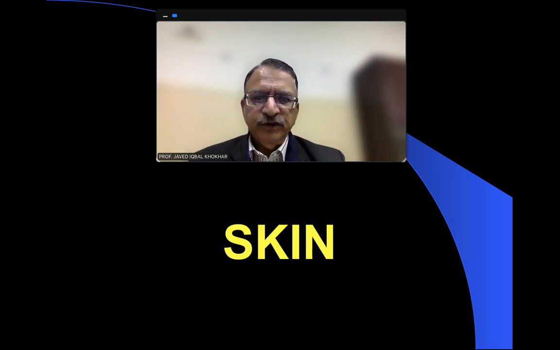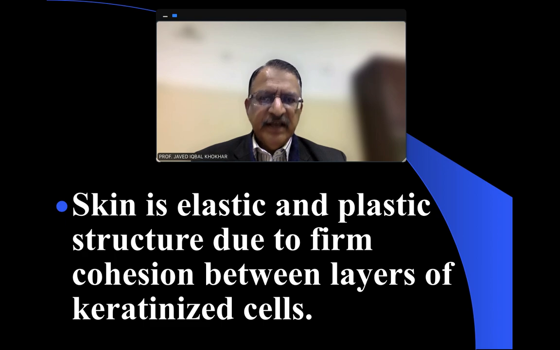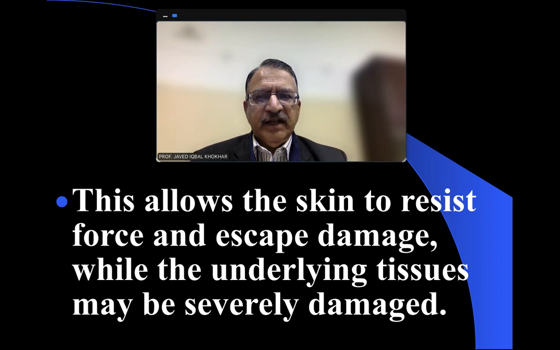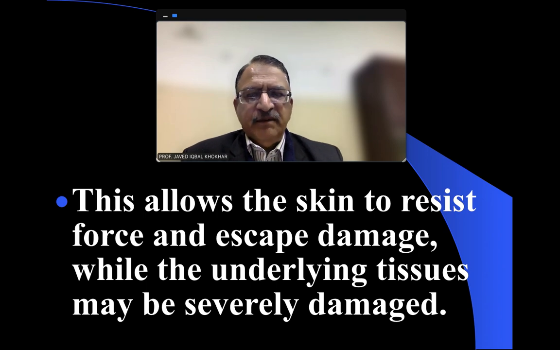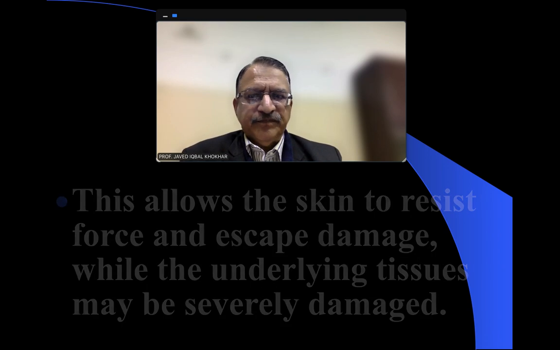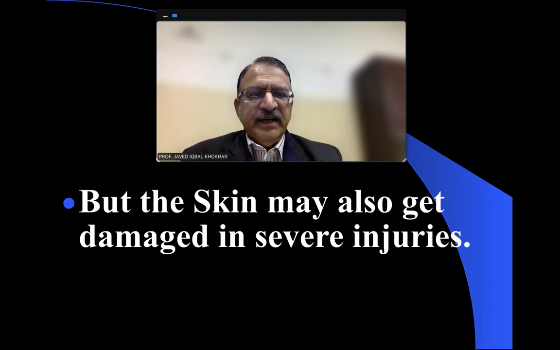So when we talk about the skin, it has got elastic as well as plastic properties due to firm cohesion between the layers of the keratinized cells. The cells are firmly adhered together, and this allows the skin to resist the force and escape the damage, while the underlying tissue may be severely damaged. But skin may also get damaged with severe injuries.